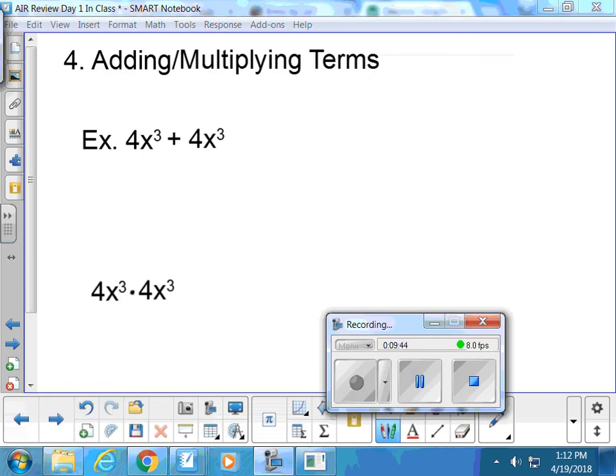Different. We're doing adding and multiplying. These will have two totally different answers. Let's see how you guys can do with it. Can I have a volunteer tell me what they think this first one would be equal to when we add? Adding like terms is how I would say this. Luis?